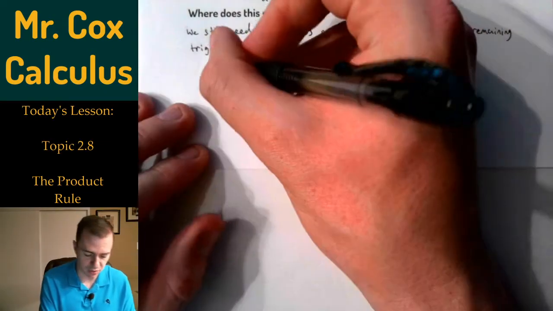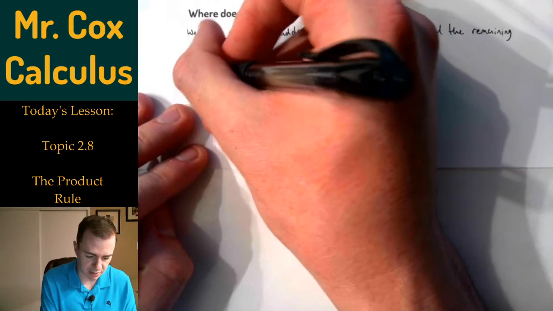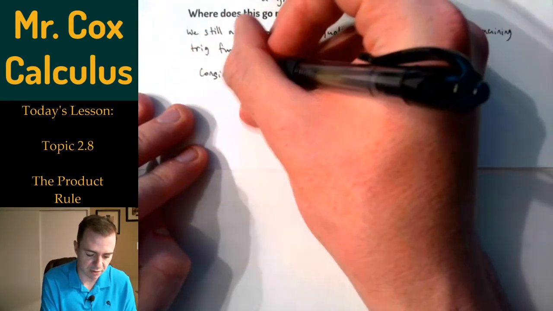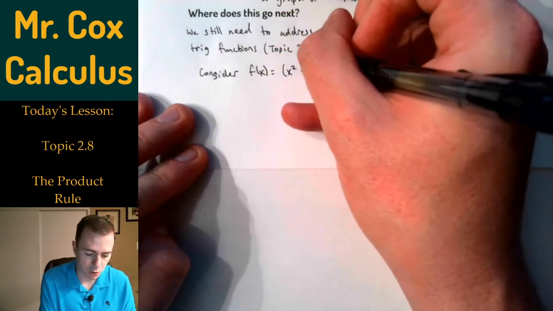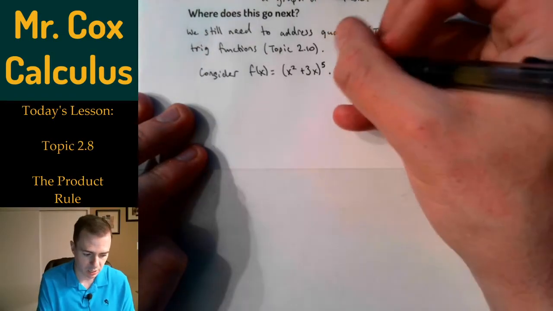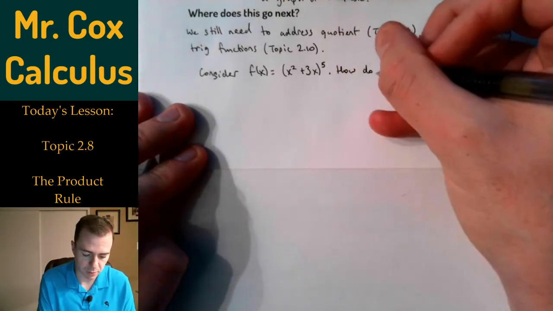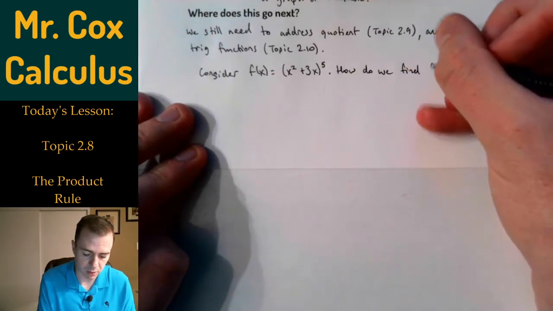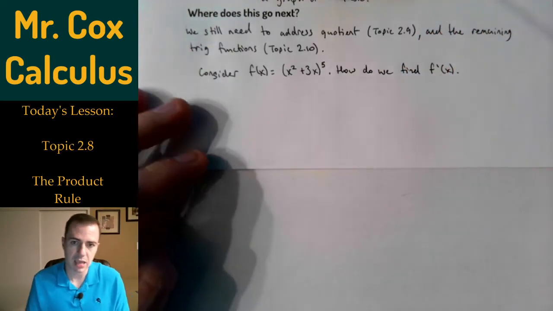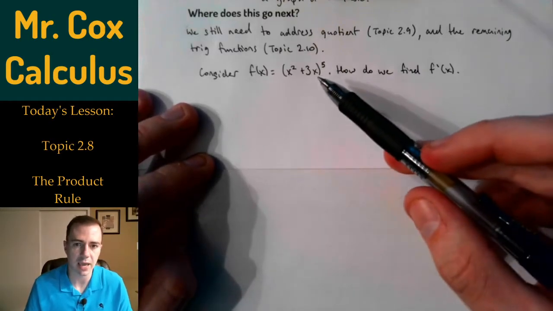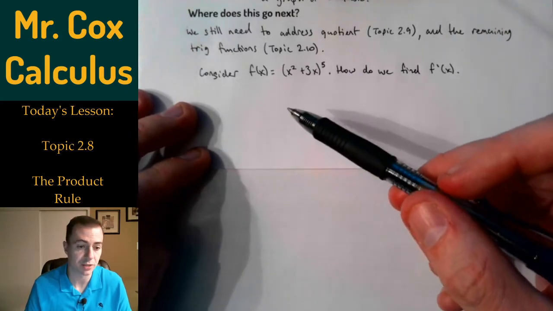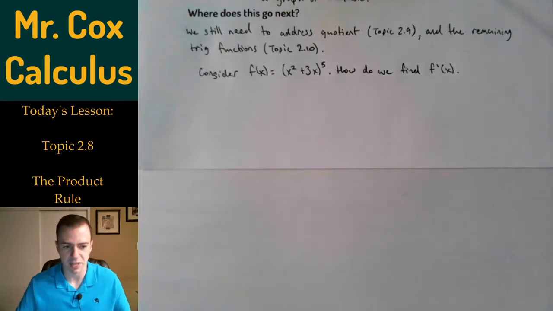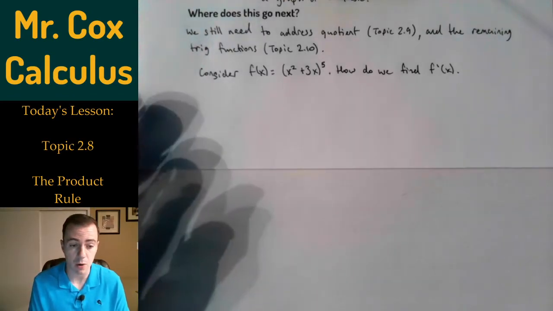But I want to give you this function and just let it sit in your brain for a second. Let's consider f of x equal to the function x squared plus 3x raised to the fifth power. And the question is, how do we find f prime of x? You might look at that and say, okay, what do I understand about this function raised to the fifth power? I know that's x squared plus 3x times x squared plus 3x times x squared plus 3x, and do that 5 times, right? That's what it means to raise something to the fifth power.